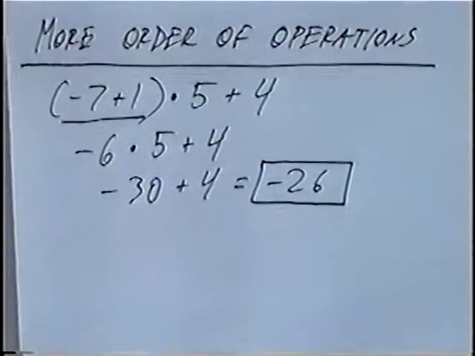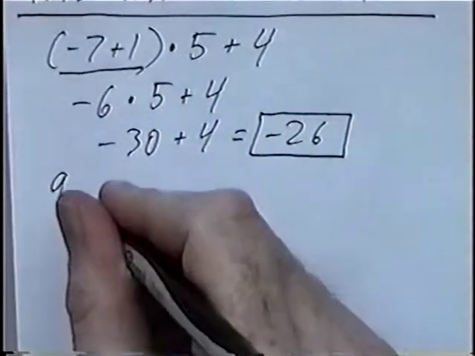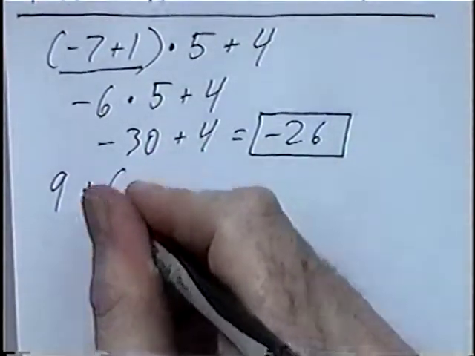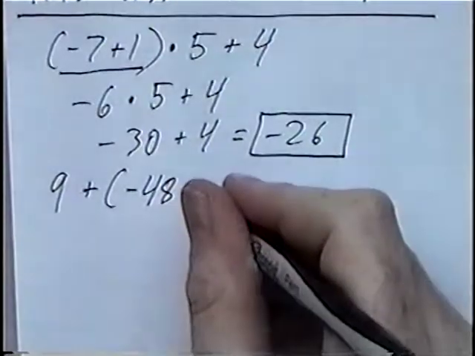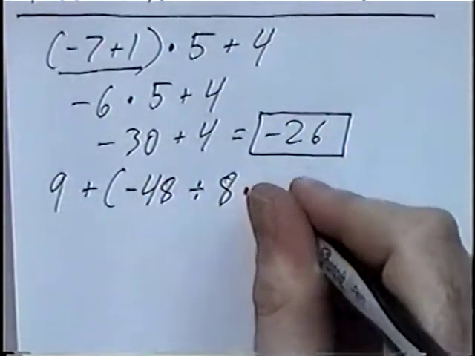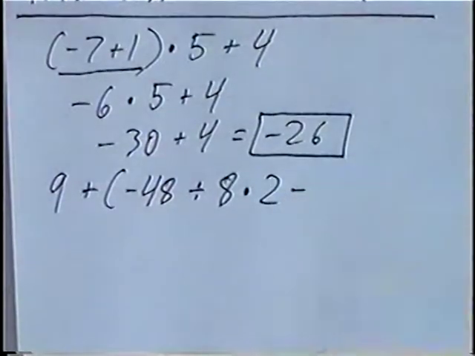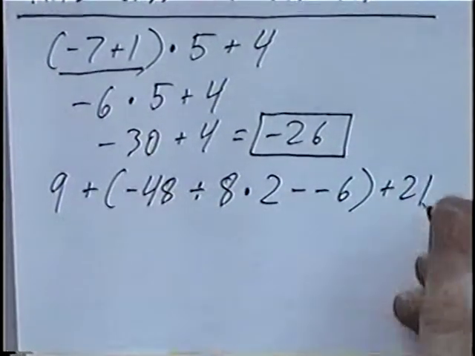Next question and last question for the section. 9 plus, in parentheses, -48 divided by 8 times 2 minus a -6, and outside parentheses plus 21.